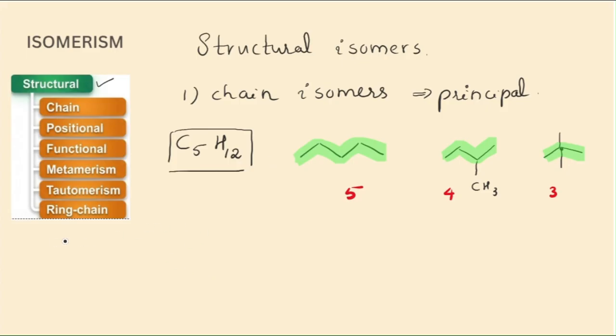Okay, so let's try one more example. C6H14. I'm writing a higher homolog. That means you have to add CH2 to this. So let's write the possible structures. Always start with the n isomer. That means n-hexane. You see there are 6 carbons. 1, 2, 3, 4, 5, 6. Right? And then you can start branching this.